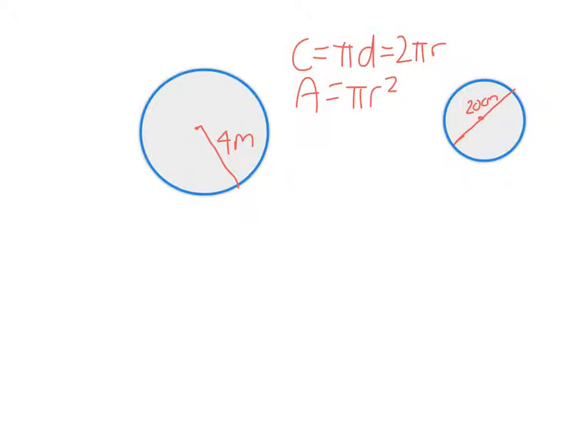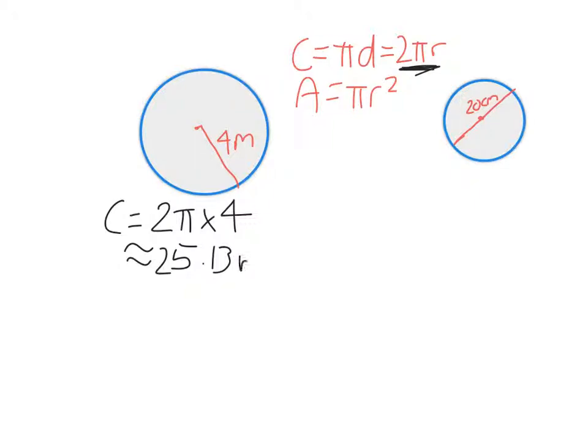So let's look at the first circle. The circumference is just, because I'm given the radius, I'm going to use this formula: 2 times pi times the radius. And all you have to do is put that on your calculator. The answer, rounded to 2 decimal places, is about 25.13 meters. Make sure you read the question carefully to determine whether it's asking for 1 decimal place, 2 decimal places, whatever.